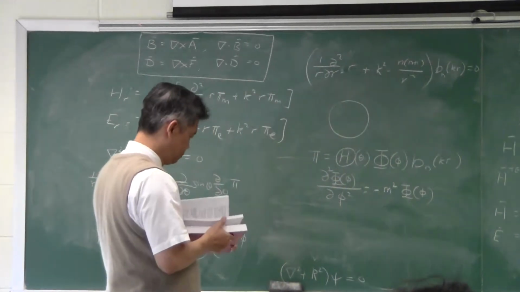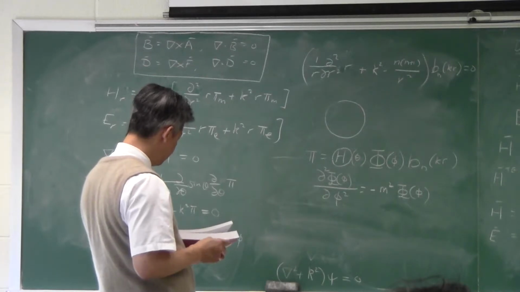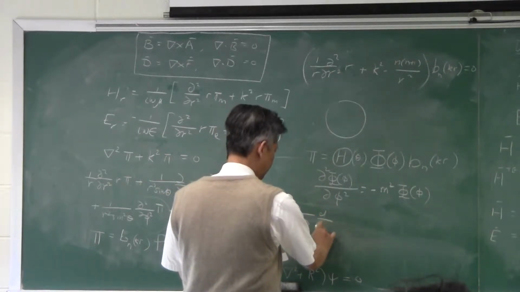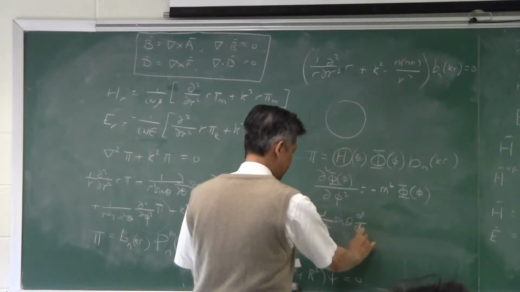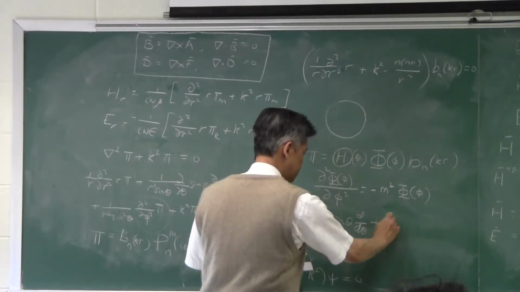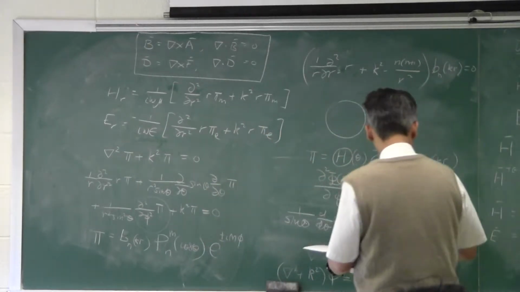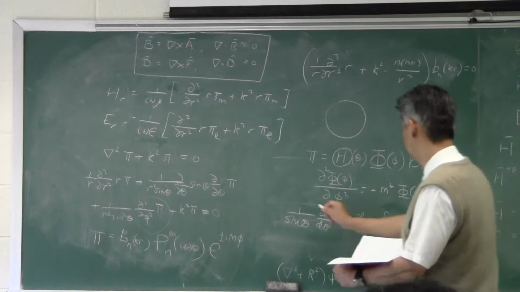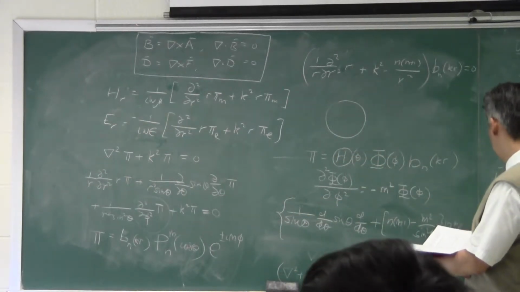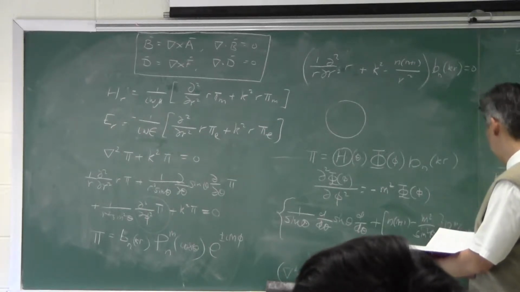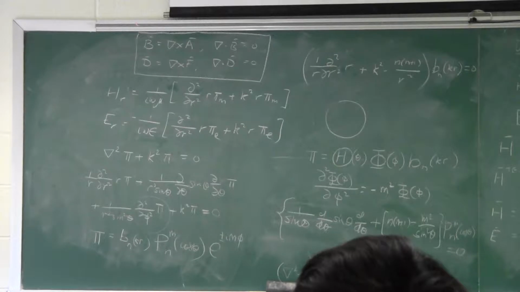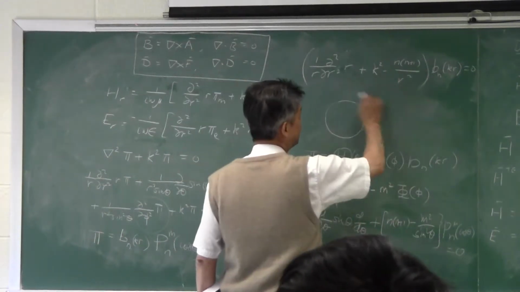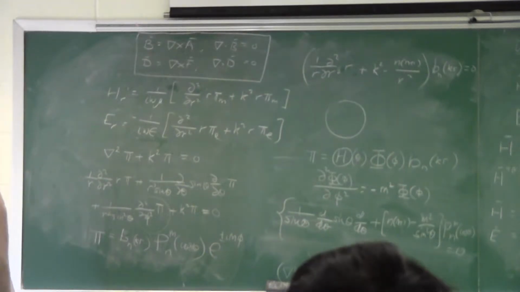Okay, let me write it down. Chapter 1 says that the Legendre functions have to satisfy this equation: 1 over sine theta, d/d theta, sine theta d/d theta, plus n(n+1) minus m squared over sine squared theta, P_n^m(cosine theta) must be equal to 0. The Legendre function satisfies that equation. Because of that, when you group terms together, all these things can be grouped together and you show that b satisfies this equation by the separation of variables.